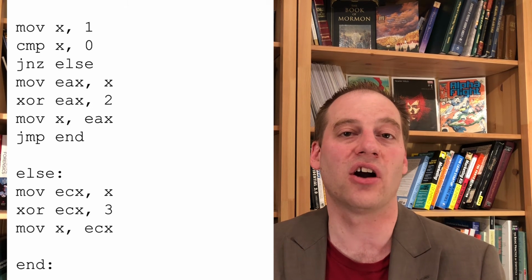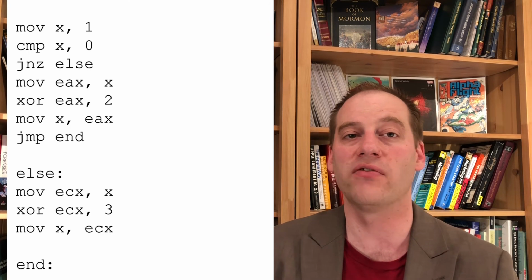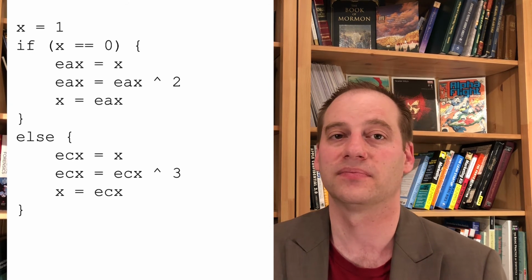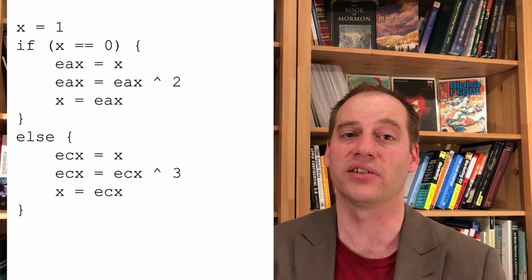Remember that the conditions are often reversed from the original C code. If we were to try to write this assembly in partial C, it would look like this. Now we can remove the temporary registers and finalize our C code.